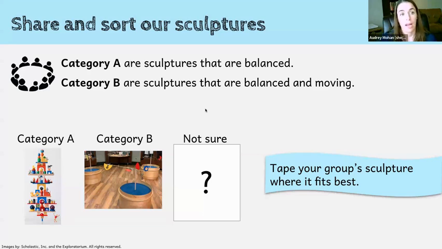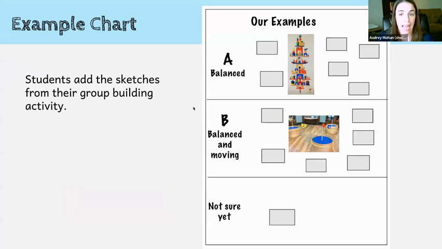So now we want to sort all the sculptures that we've seen. At this point, you introduce category A, sculptures that balance. So they're just balanced sculptures. Category B sculptures are the ones that are balanced and they also move. And then you can have a category where you're not really sure. This is where you'll tape up the Walter Wick sculpture on category A, and you'll tape up a picture of the Exploratorium sculpture on category B. And then the kids get to add their sculptures, the ones that they drew, as well.